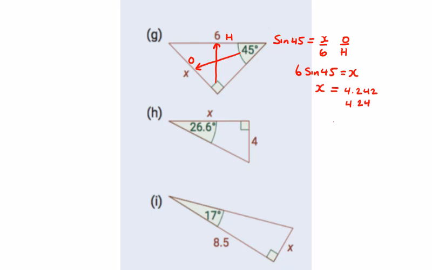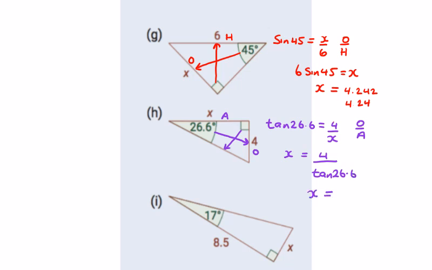In this one we can see we have the 2 straight sides. We have opposite, we don't have hypotenuse, we have adjacent. Two straight sides is tan. Tan 26.6 is equal to O over A, which is 4 over x. So they swap places. X is equal to 4 divided by tan 26.6. So x is equal to 7.987, which will be 7.99.